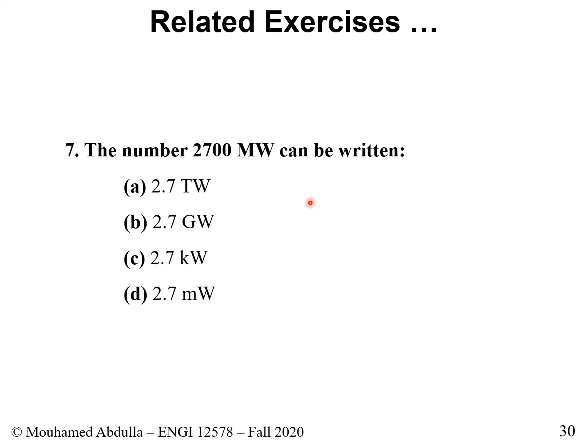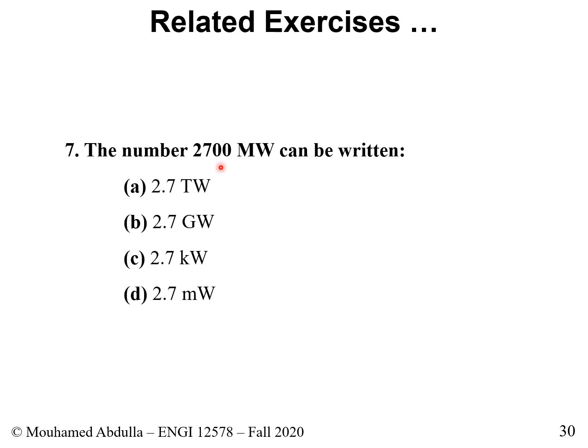Question number 7: 2700 MW, M for mega and W for watt. 2700 megawatt can be written as which one? Well, first of all, before even answering this, is 2700 megawatt in engineering notation? The mega leads us to believe that part of it is in engineering notation. There's a mega, so we know that's a multiple of 3. Kilo is times 10 to the 3. Mega is times 10 to the 6. Giga is times 10 to the 9. So this is times 10 to the 3.